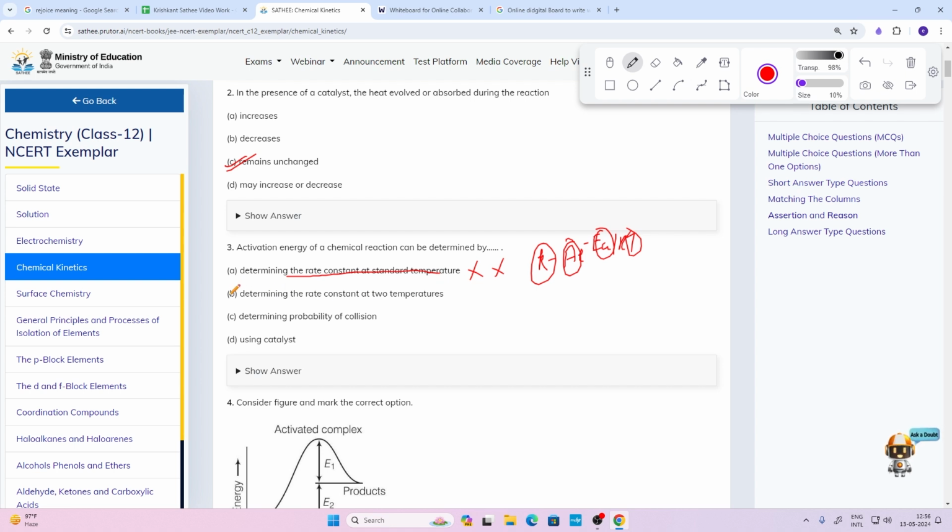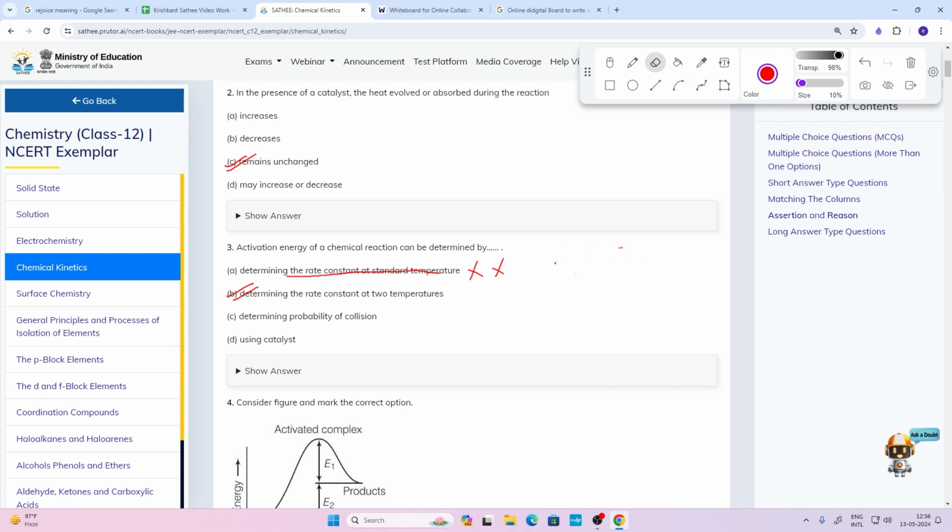What about determining the rate constant at two different temperatures? Can we use this? If you remember, ln K2 by K1 equals EA by R into 1 by T2 minus 1 by T1. So this was our equation. Even if we don't have EA, at two different temperatures we have the rate constants K1, K2 and the temperatures, so we can use it to calculate EA.